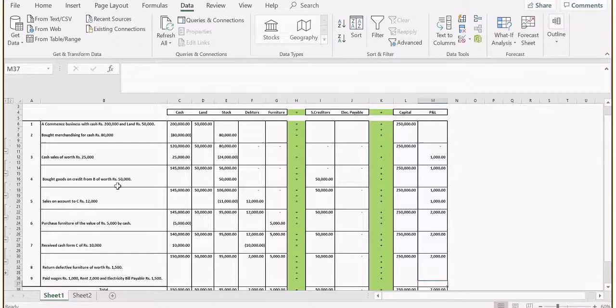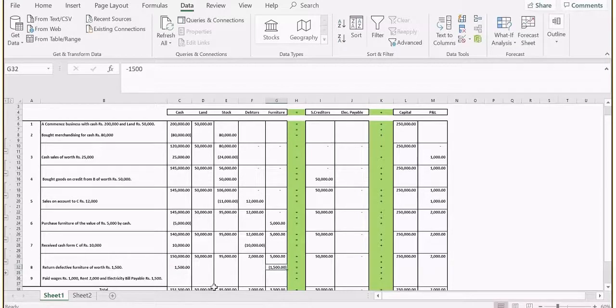So out of the furniture we bought earlier, it seems that some furniture got defective, having a value of 1,500. And again, because there is nothing which has been mentioned, I can assume that while returning the furniture of 1,500, the seller will pay back 1,500 to me. So on that assumption, I will increase cash by 1,500 and reduce the value of furniture by 1,500.